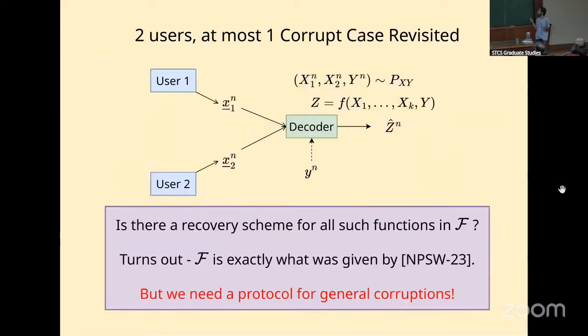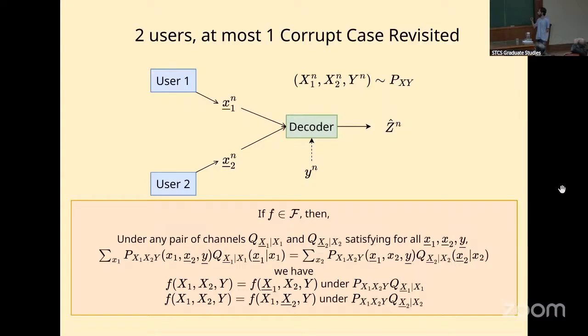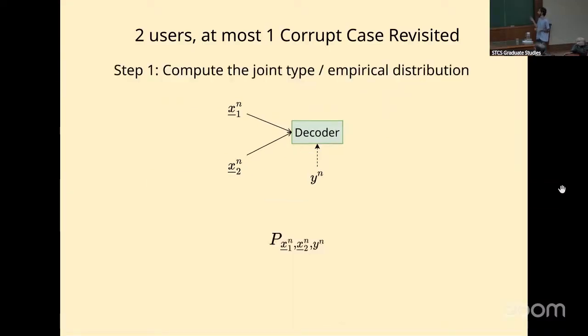It turns out that F is exactly what the Narayanan et al. paper had mentioned, which is the y star variable. So every function has to be a function of y star. But of course, their scheme doesn't extend beyond one corruption, so we need a protocol for general corruption. Before going into the protocol, there's an alternate, decoder-friendly way of writing the characterization, but it's just another way of writing it.